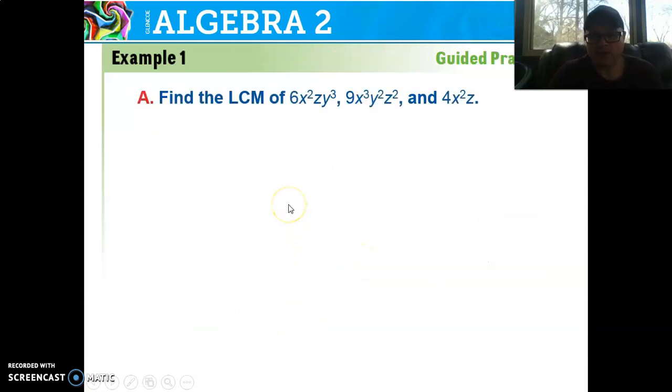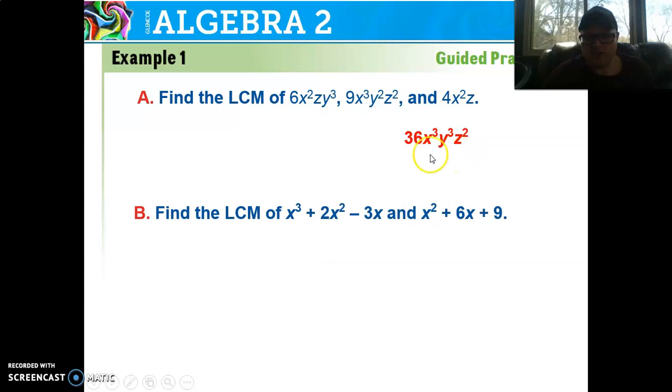Okay, now here's a problem for you to try. See if you can find the least common multiple of these 3 monomials. Go ahead and pause it if you need to, and then press play to see the solution. Okay, the final solution for this was 36, x to the third, y to the third, z to the second.